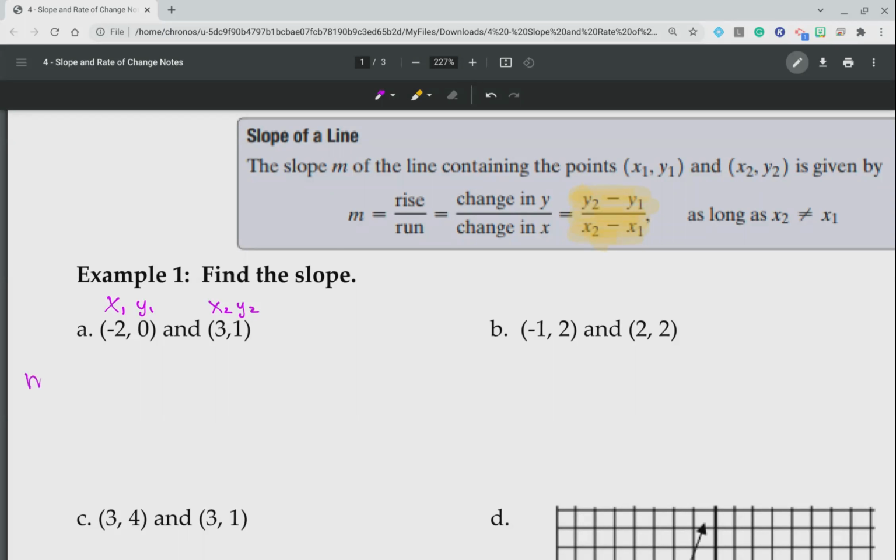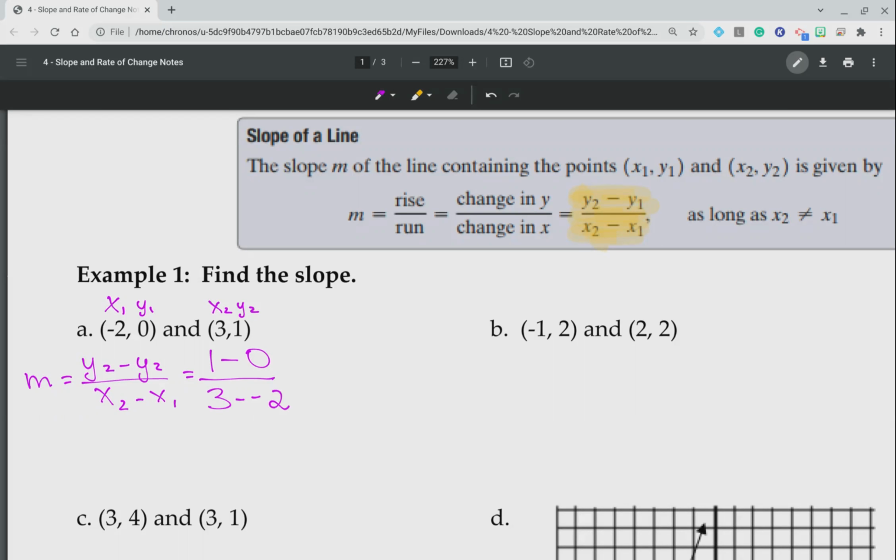Okay, so my slope formula is y2 minus y1 over x2 minus x1. So all I'm going to do is take those numbers that I labeled and plug them in for x and y. So y2 is 1 and y1 is 0. So I have 1 minus 0. x2 is 3 and x1 is negative 2. So I have minus negative 2.